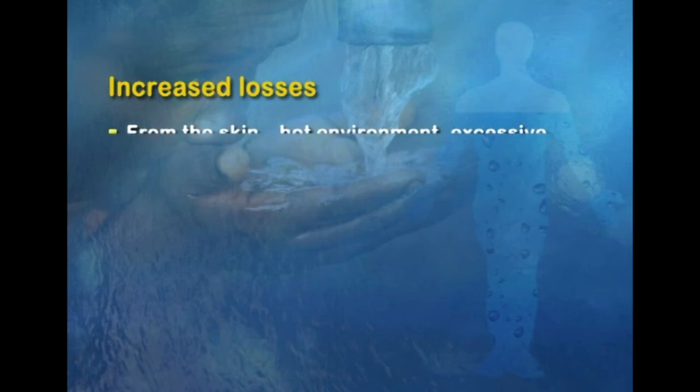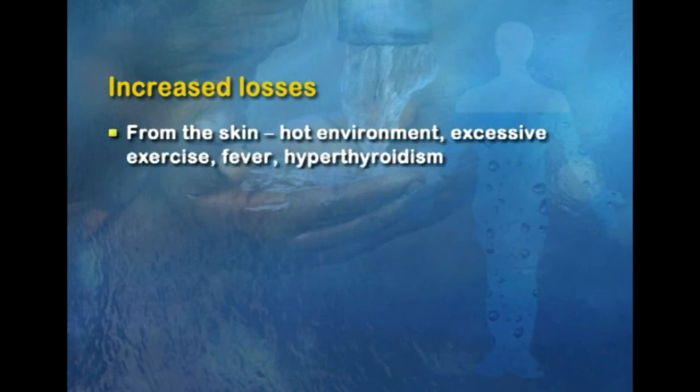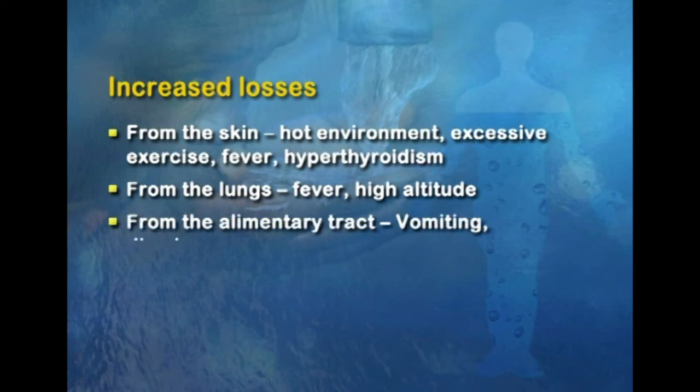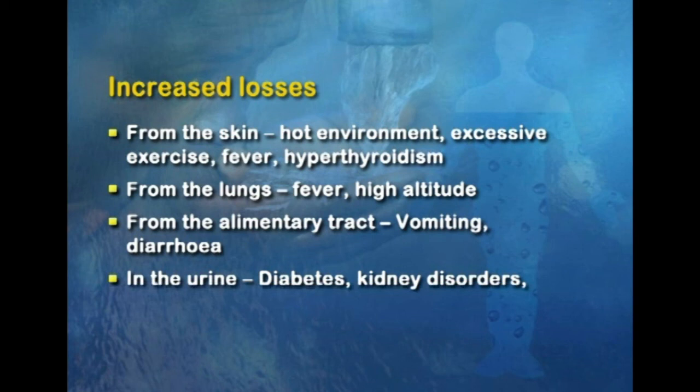Sometimes there can be increased losses, which can be due to hot environment, excessive exercise, fever, hyperthyroidism. Hyperthyroidism is known to increase the metabolic rate. So there is excessive loss of water from the skin. Then there can be loss from lungs, as is seen in fever. Fever also increases the metabolic rate, the body temperature rises, and again there is some loss of water. In high altitude also there is more loss of water. From the alimentary tract, because of vomiting or diarrhea.